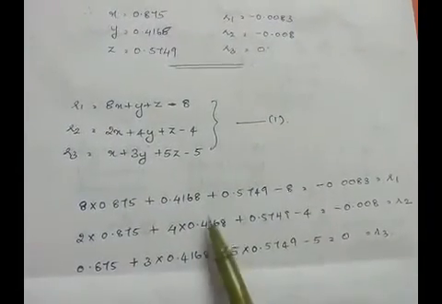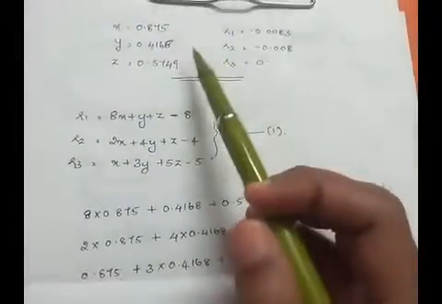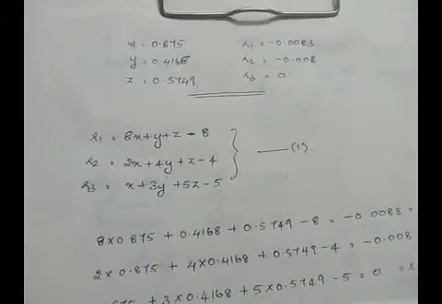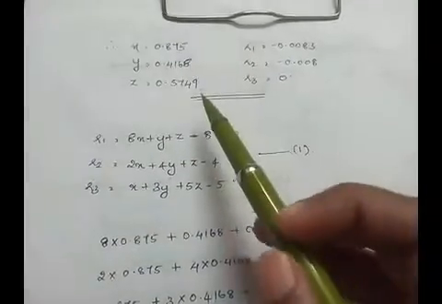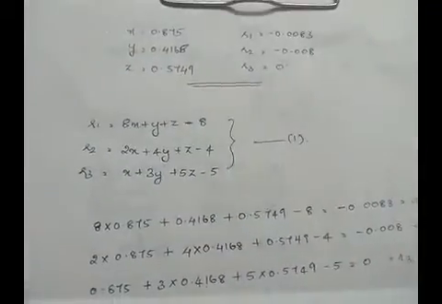Like this you will get the rest of the values. So in this way you can check whether the values you got are correct or not. So this is the solution for x, y, z for the given system of equations using the relaxation method.